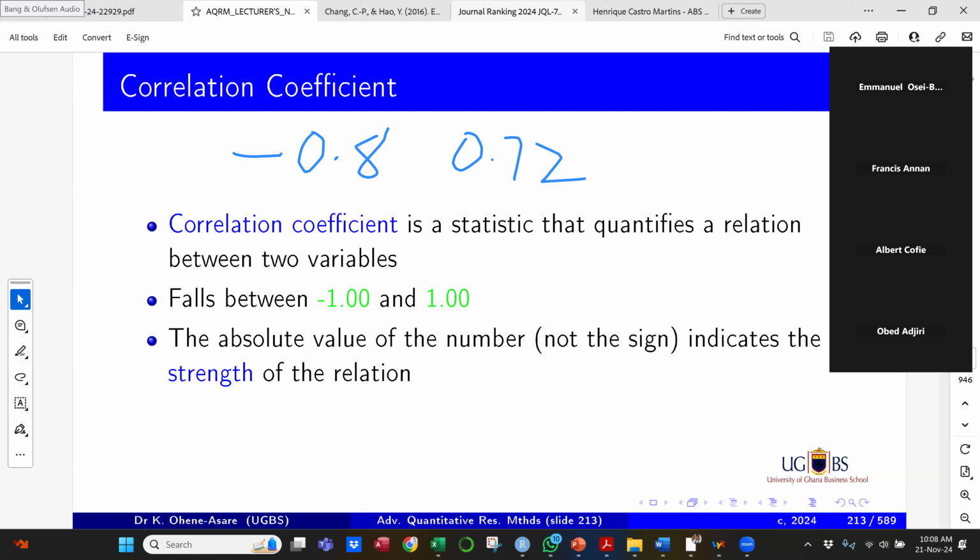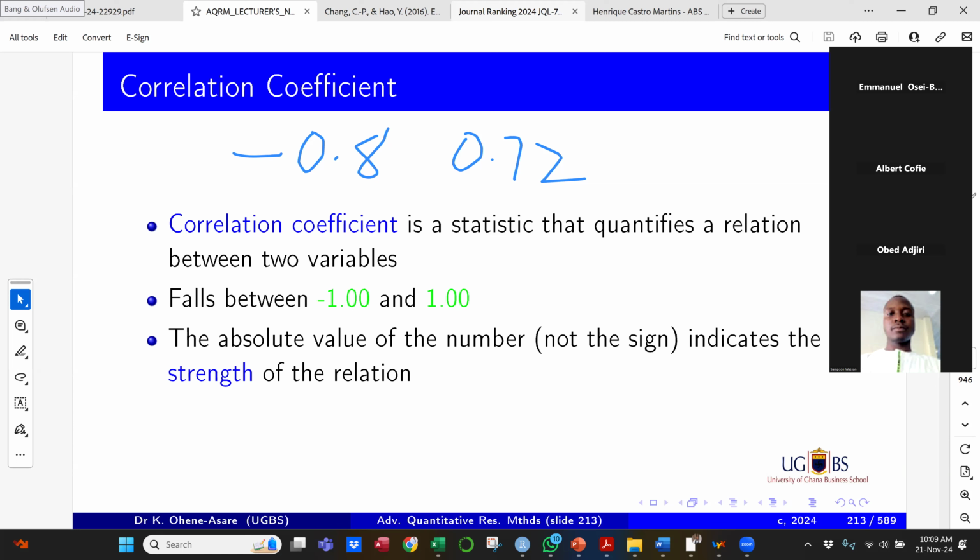Hello, Doc. I would say the 0.8. Why? It's not 0.8 I've written there. Be clear. It's negative 0.8. Why? It has a stronger one as compared to the 0.72 because when you look at it, 0.8 is higher than the 0.72, but just that the relation is negative as compared to the other one that is positive. So it is stronger in what terms?